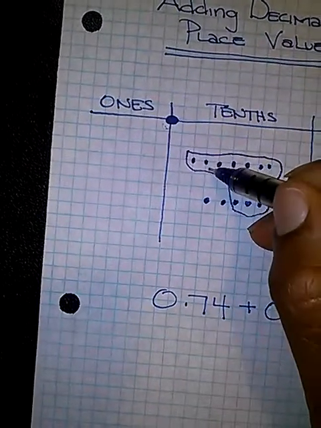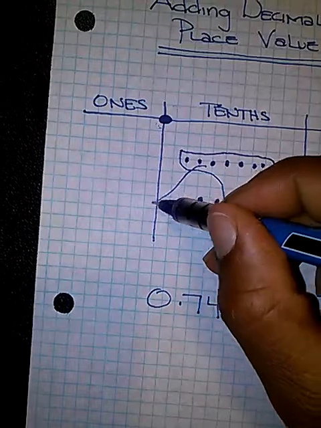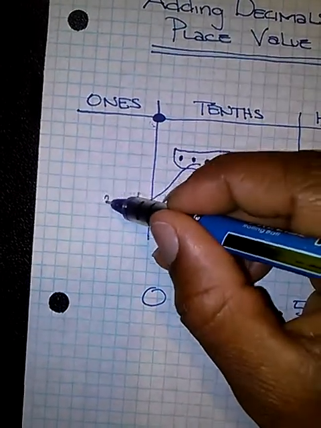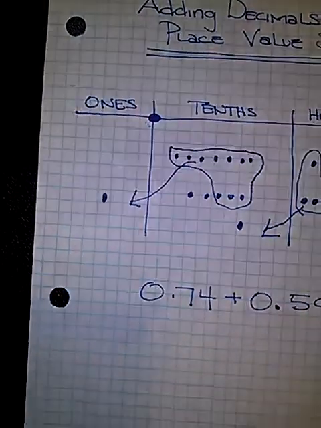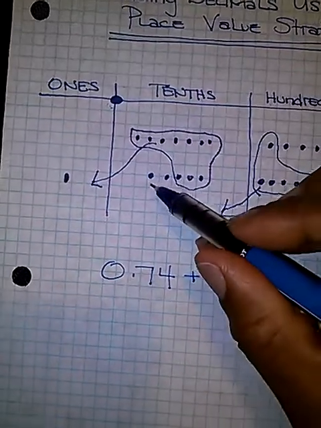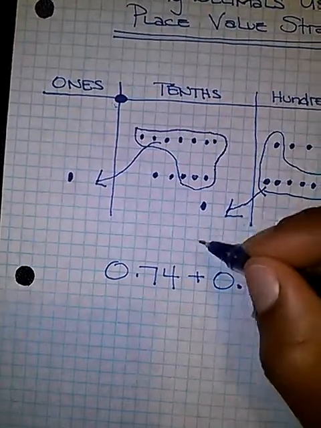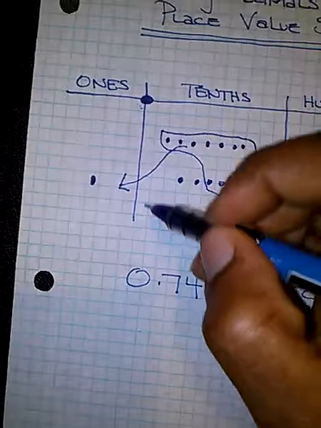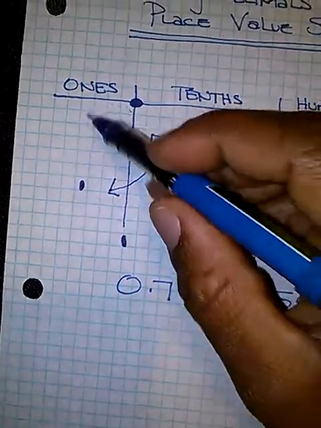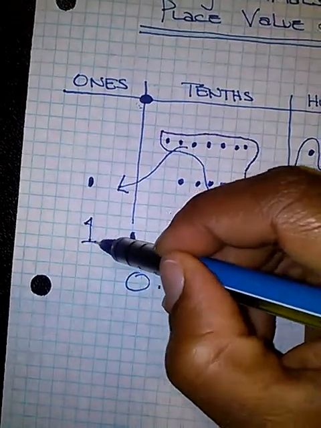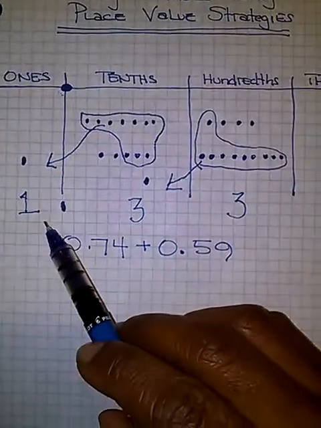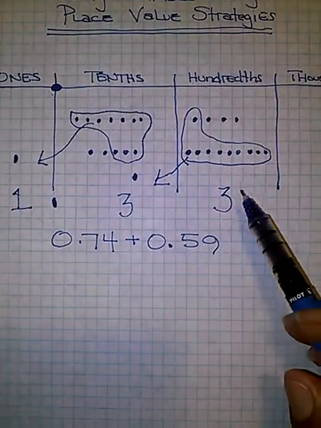And those 10 tenths are equivalent to 1 one. So now I count what's left, 1, 2, and don't forget the one we brought over, which is 3. Bring the decimal point down, and there's only 1. So the answer to this problem is 1 and 33 hundredths.